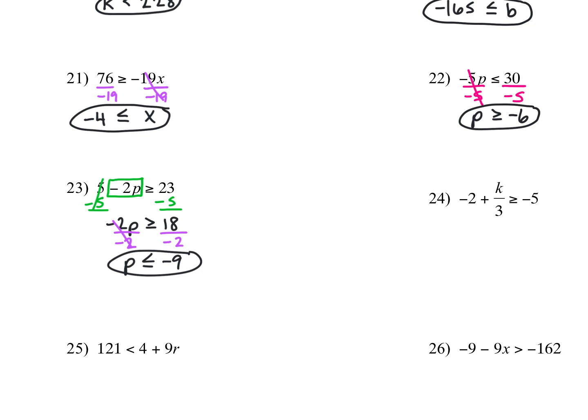Number 24, we want to get k by itself, so we're going to box in that k term and get rid of negative 2 by adding 2 to both sides of the inequality. So we've got k over 3 is greater than or equal to negative 3. To undo that dividing 3, I'm going to multiply both sides by 3. And we've got k is greater than or equal to negative 9.